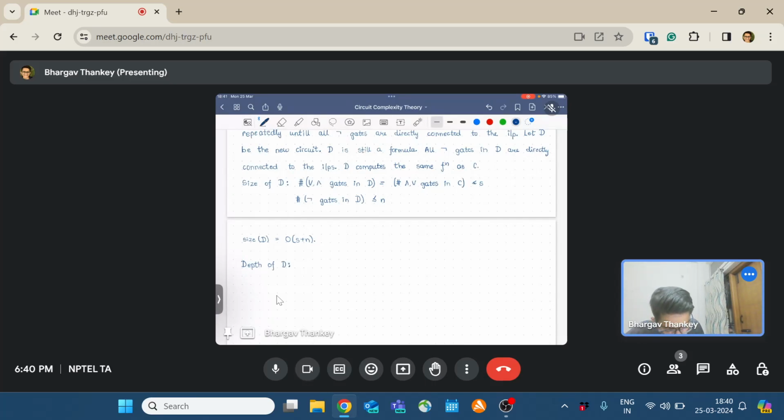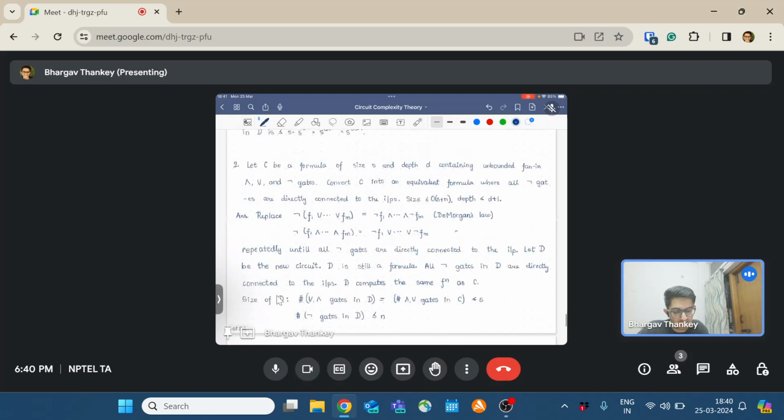Now you have these NOT gates at the bottommost level, so that's the only increase in the depth. So depth of D is D plus 1: D levels of AND and OR gates, the same as C, and then potentially one additional level of NOT gates. So size is order S plus N, depth is D plus 1, all NOT gates are at the bottom, D is a formula computing the same function, so it satisfies all the conditions in the question. So is this fine?